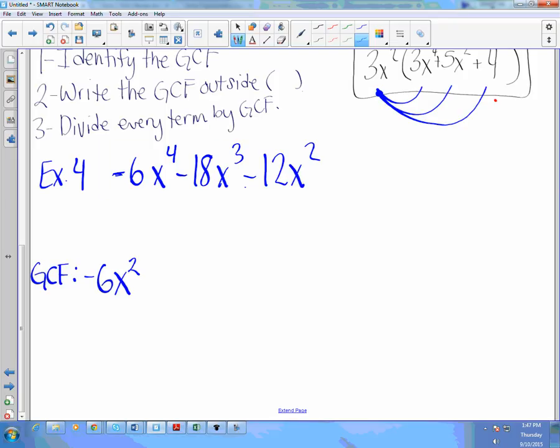So now we need to divide each term by negative 6x squared. I can do it individually so I can see each individual fraction. Don't forget, negative 6x squared, your GCF, has to be in your answer. It can't just magically disappear.